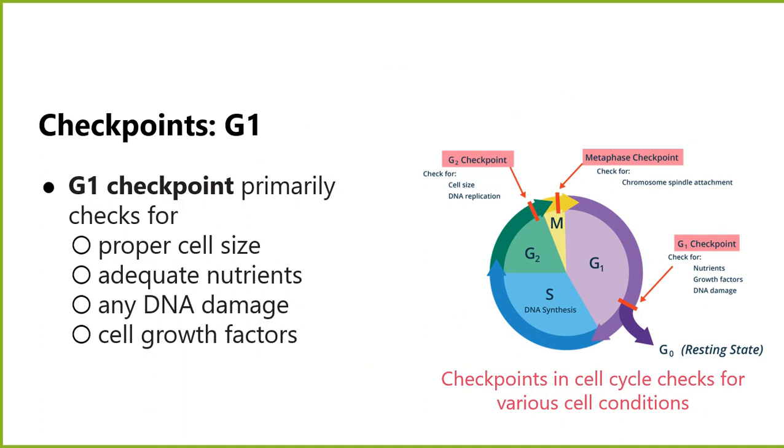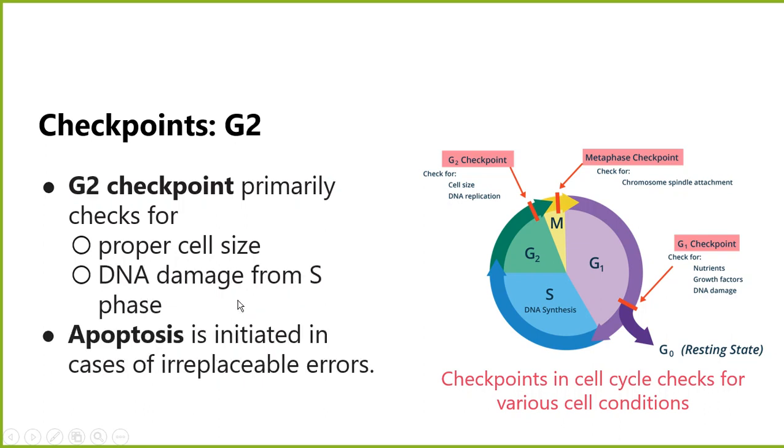So, what are these checkpoints? For G1 checkpoint, it checks, parang nagko-correct lang siya kung tama yung process niya. So, it checks for what? Proper cell size, adequate nutrients, any DNA damage, cell growth factors. Whenever na magkaroon ng mga irregularities to these factors, either yung cell hindi mag-proceed sa cell division or magkaroon ng repair or cell repair. Okay? So, that's gonna be the G1 checkpoint. Nutrients, cell size, or DNA damage.